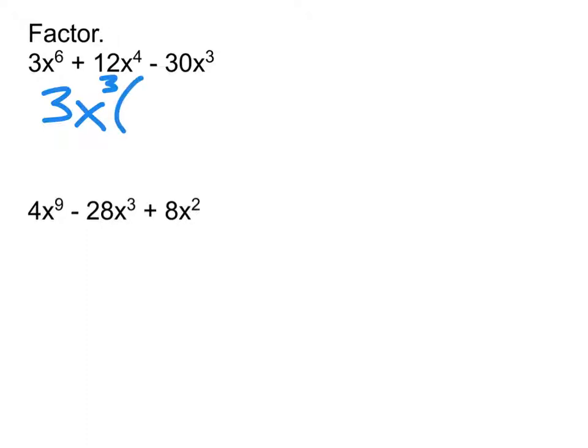So first I do the 3 divided by 3. Well, that gives me just 1. So it's like I'm going to have 1x to the something, but I don't need to write that 1 in. So I'm just going to go straight to the x. So I do x to the 6 divided by x cubed. Well, what's 6 minus 3? 3. So that gives me x to the third. All right, now I do the plus there.